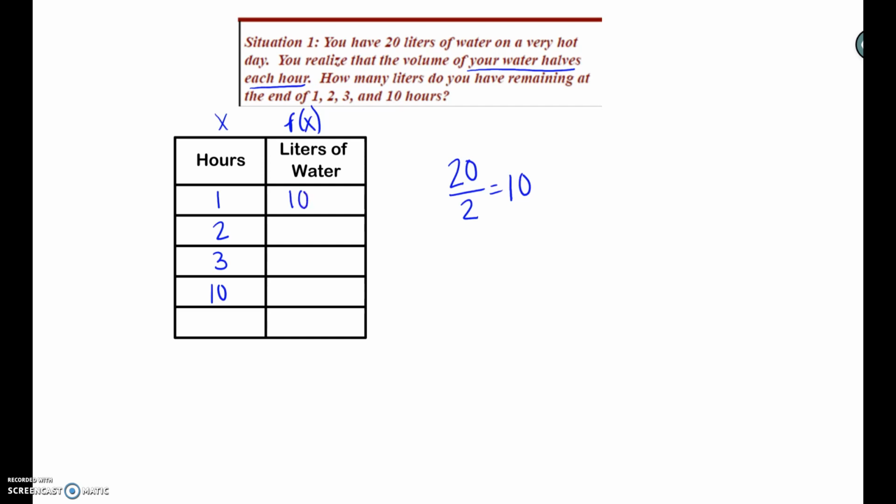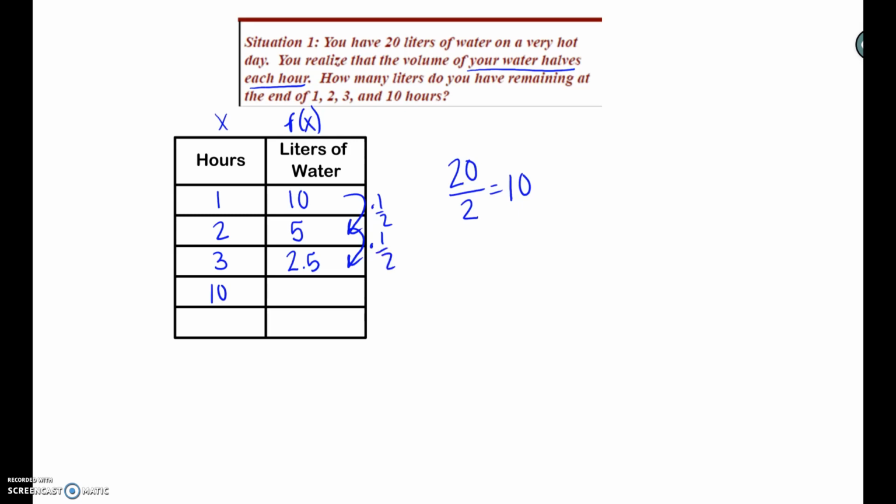Again, it said the water halves each hour. We're cutting our number in half every time, or multiplying by a half. If we were to cut 10 in half, we would get a 5. If we were to cut 5 in half again, we would get a 2.5. And essentially what this is showing is that we're multiplying by a half every single time, because it says our volume of water halves each hour.